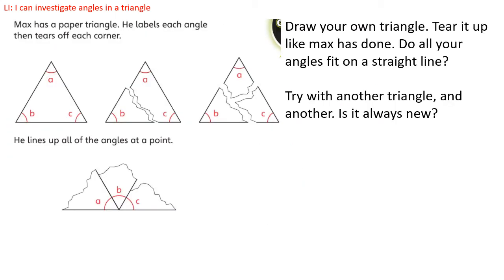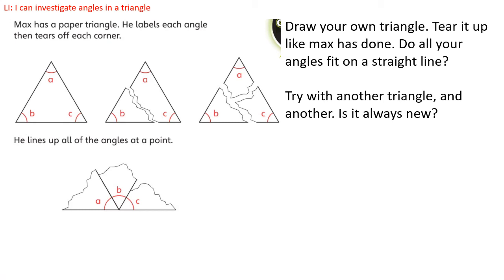Now here, Max has drawn his triangle and then he's torn it into pieces. He's labelled all the angles, hasn't he? A, B and C. And he's torn it into three parts, so each part has one of those angles. And then he's lined them up on a point, so they all are together. What has he made along here?